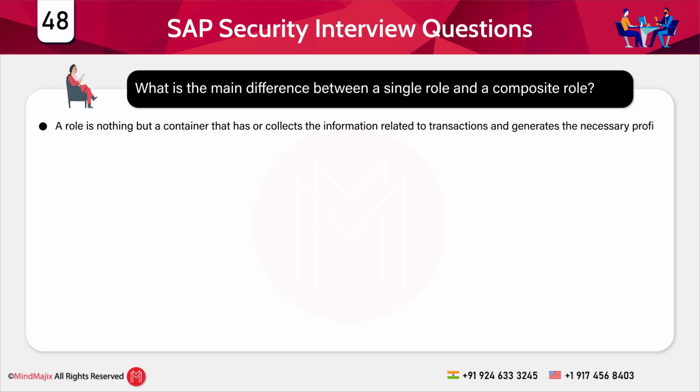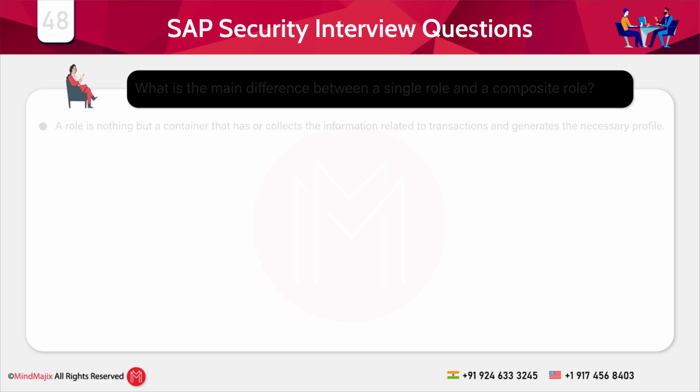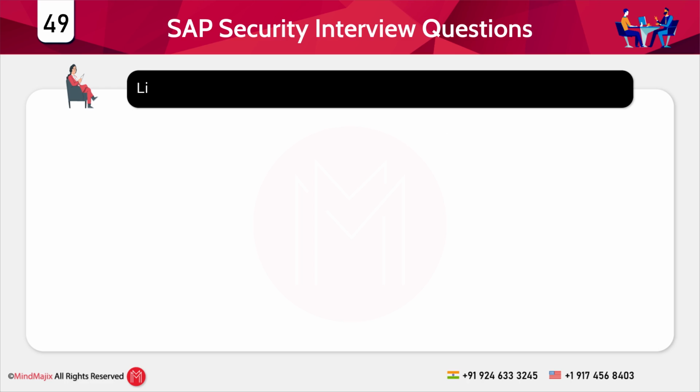So a role is nothing but a container that has or collects the information related to the transaction and generates the necessary profile. On the other hand, a composite role is also a container that has the information about different roles. The next question is, list out some of the SAP security T codes.